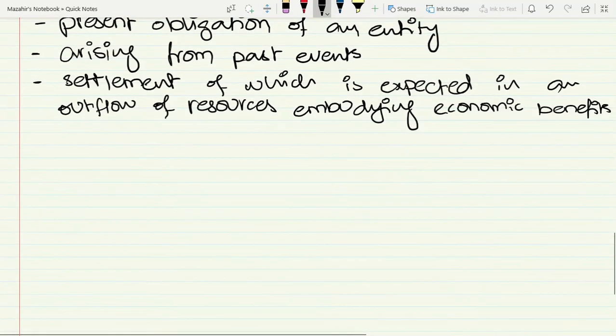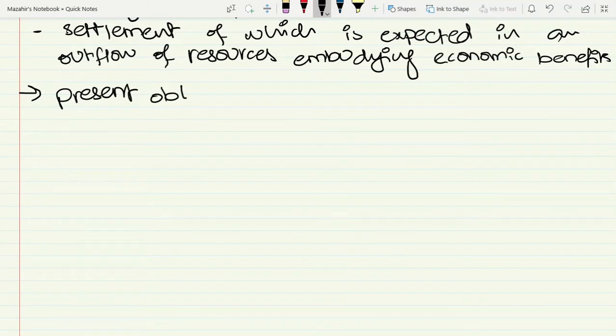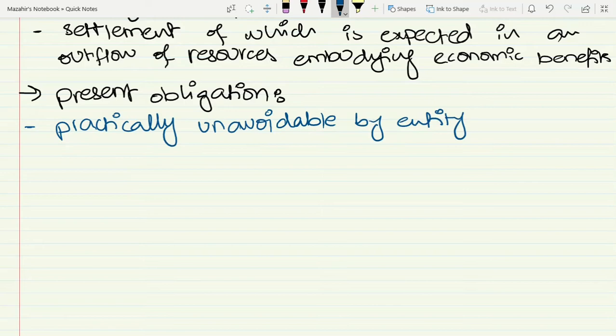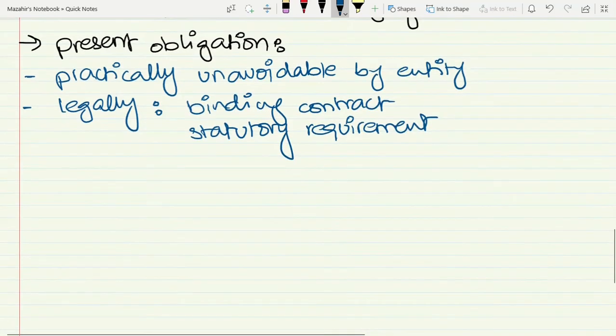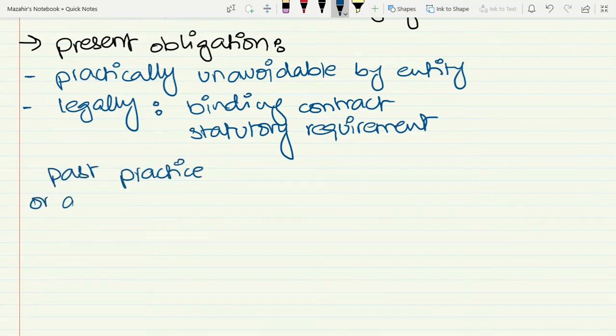Now we will understand what these parts mean. So a liability is an obligation, and by obligation we mean anything which is practically unavoidable by the entity. A present obligation can be enforced by two main things. The first one is that it is imposed on us legally. That can be due to a binding contract or any statutory requirement. And the second one is due to past practices or any statement.